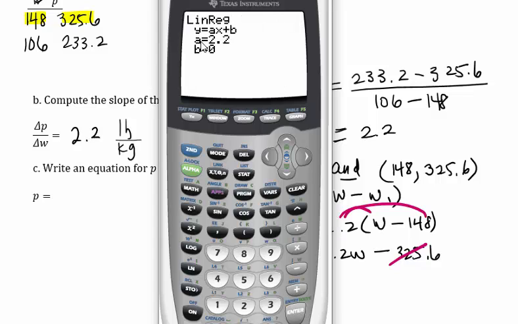Okay, we have A, which is the slope of the regression line. It's 2.2, which is what we found, and B is the y-intercept, which is 0.